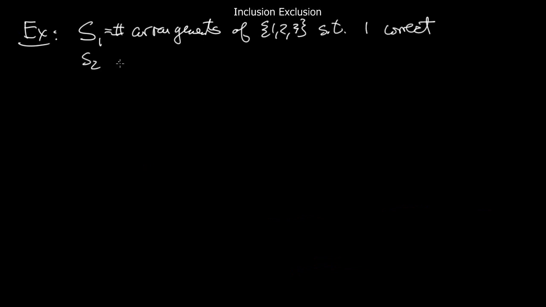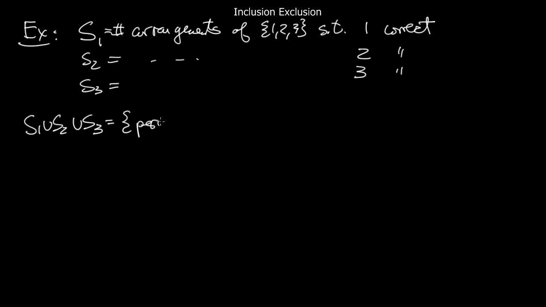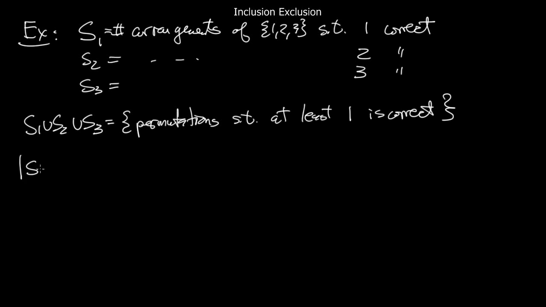So let's look at it in our example. We're going to take S1 to be the number of arrangements or permutations of 1 through 3 such that 1 is in the correct place. So the number 1 appears in the first position. And similarly, S2 are the ones where the number 2 appears in the correct position, and similarly S3. And this number n that we were talking about is the number of elements in the union of these 3 sets, which is to say these are the permutations where at least one number is in the correct position. So that is this number n that we're interested in counting.